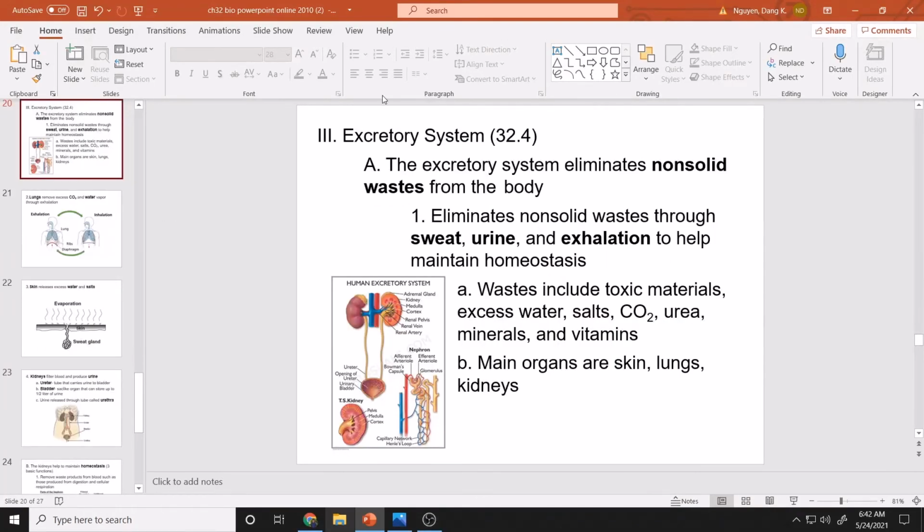Here's an overview of the excretory system. The excretory system eliminates non-solid waste from the body, through sweat, urine, and exhalation. This is how you can maintain homeostasis, because you don't want toxic materials like too much water or salt or carbon dioxide, urea, minerals and vitamins, metabolites, to build up in your circulatory system. So then you have to remove it through the excretory system.